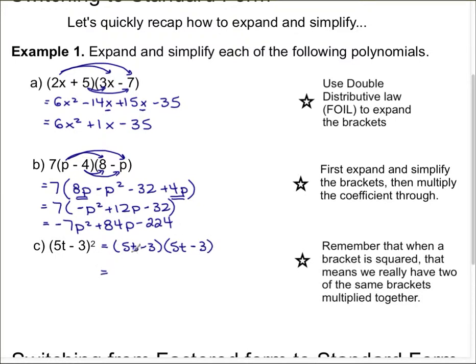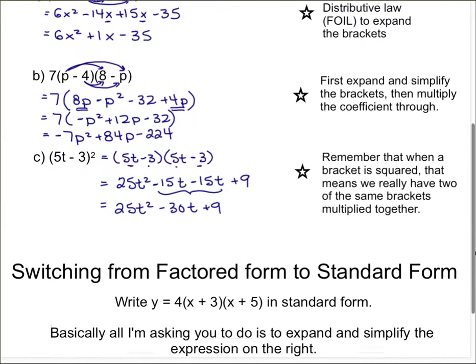And now we're just going to multiply through like we did before. 5t times 5t is 25t squared. And then we do 5t times negative 3 is negative 15t. And negative 3 times 5t is negative 15t. And lastly, negative 3 times negative 3 is positive 9. Now we're going to simplify and put the middle two terms together. So we have 25t squared minus 30t plus 9. Now, there is our expansion and our quick recap.